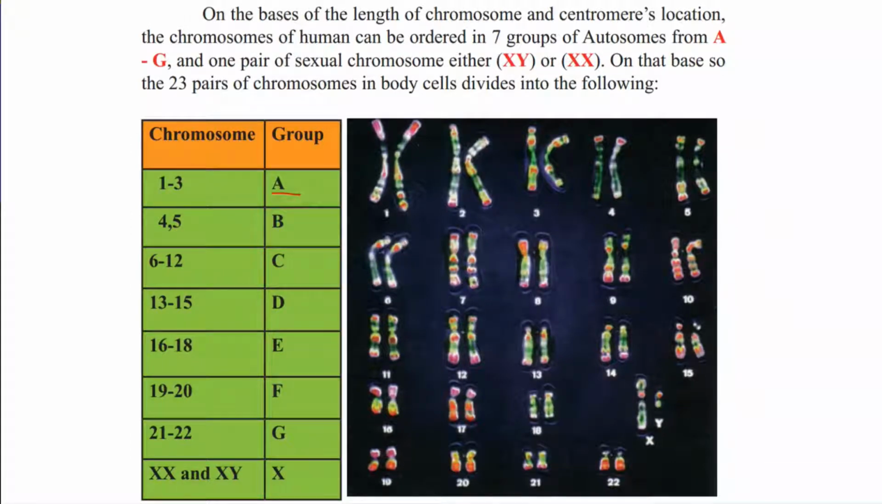chromosomes number 1, 2, and 3, group A; 4 and 5, group B; 6, 7, 8, 9, 10, 11, 12, group C; 13, 14, and 15, group D; 16, 17, 18, group E; 19, 20, group F; numbers 21 and 22, group G; and the sex chromosomes, group X, which determine the sex of the organism. We can also observe from this picture how the shapes look different from one another.